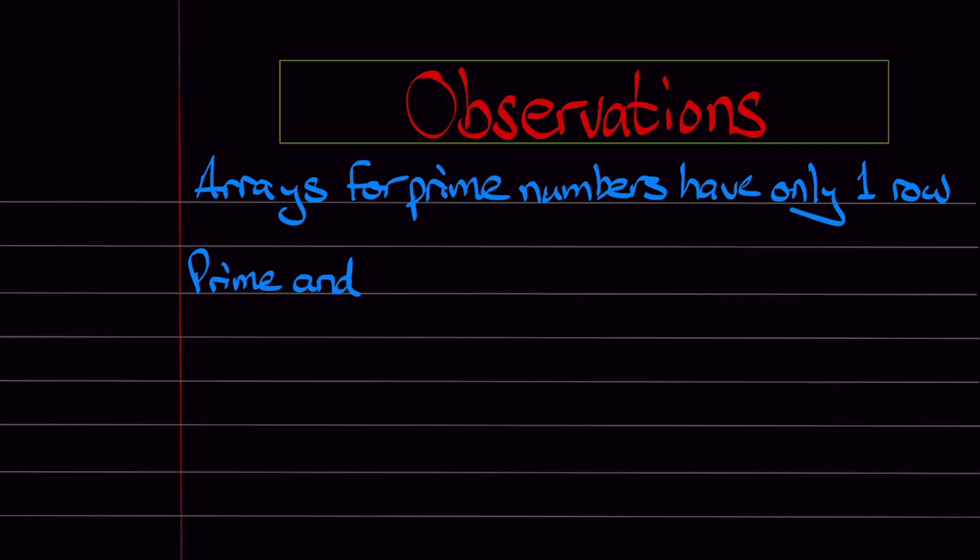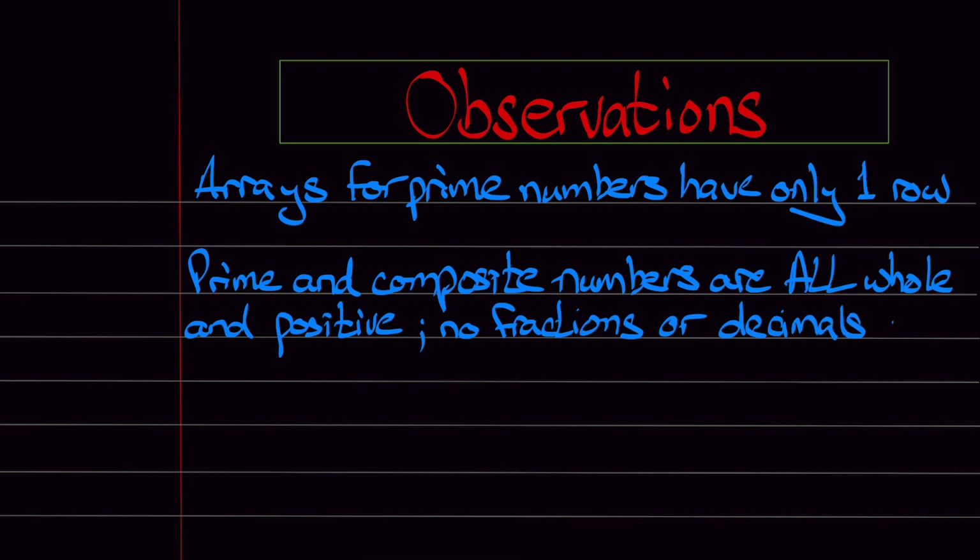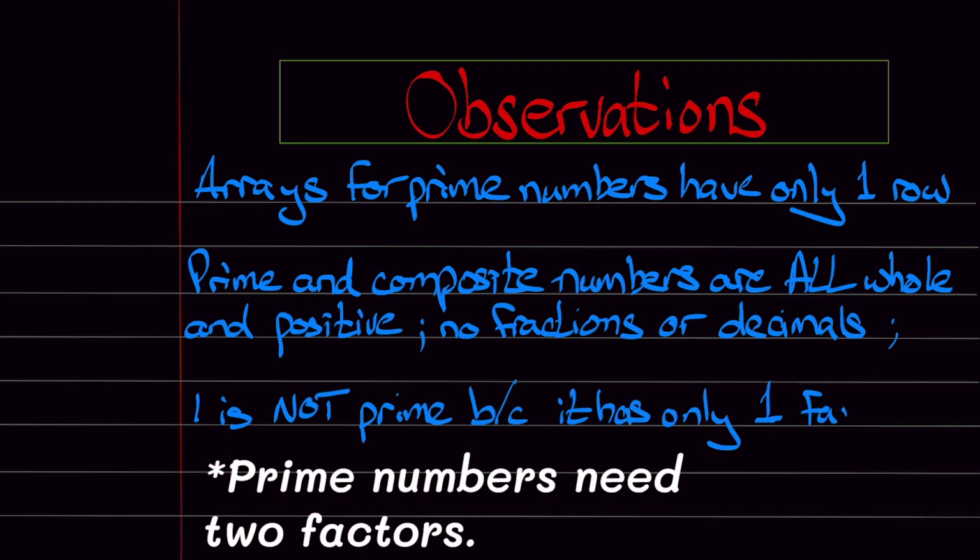We also figured out that prime and composite numbers are all whole and positive numbers. There were no negatives, no fractions, no decimals. Only whole positive numbers are considered prime or composite. When we take a look at 1, 1 is not a prime number. It's odd. However, there is only one factor, 1, and prime numbers need 2. By definition, 1 eliminates itself.